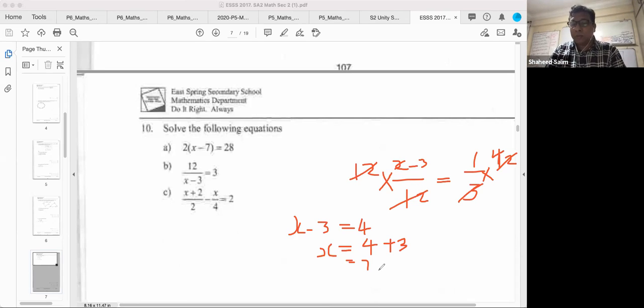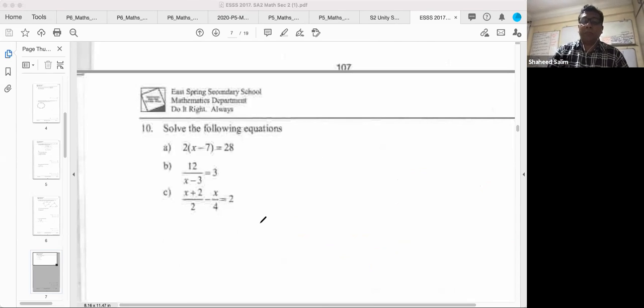Shafi, you know your mistake, Shafi? Yes, okay. So we move on to the next one. Come on, the next one, you can do this. Come on. Make the denominator the same first. Then combine it into one fraction.